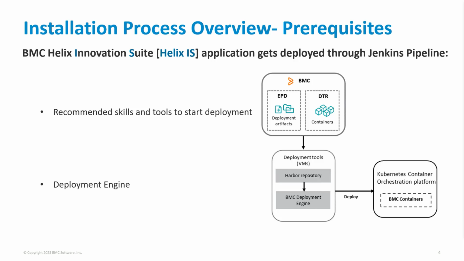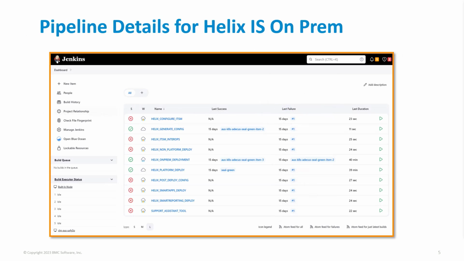So moving to the next one. Once you are done with the installation of the deployment engine, you run the deployment engine Perl script. This is the page that will appear in front of you. As you can see over here, it is showing a lot of different pipelines for us: BMC Helix configure ITSM, generate config, interops, and many of them. We will talk through it in a bit.